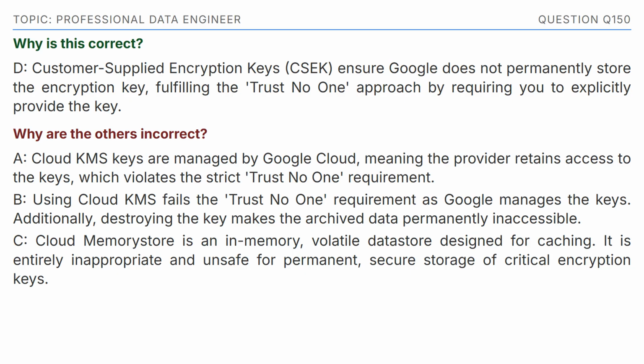Why are the others incorrect? A. Cloud KMS keys are managed by Google Cloud, meaning the provider retains access to the keys, which violates the strict trust no one requirement. B. Using Cloud KMS fails the trust no one requirement as Google manages the keys. Additionally, destroying the key makes the archived data permanently inaccessible. C. Cloud Memorystore is an in-memory, volatile data store designed for caching. It is entirely inappropriate and unsafe for permanent, secure storage of critical encryption keys.